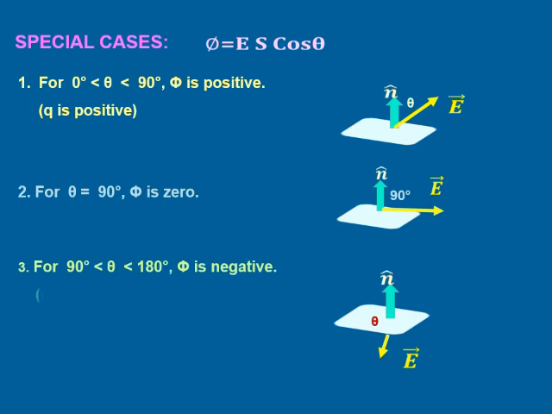You can even say flux will be negative when charge is negative. For a negative charge, electric field points inwards. So the area vector and electric field will be opposite or will make an obtuse angle. So flux will turn out to be negative. Okay, that is all about flux.